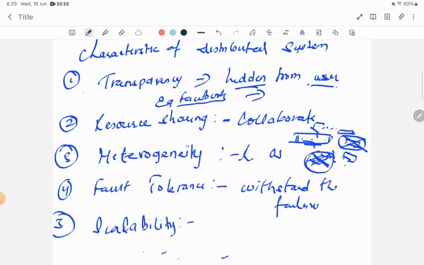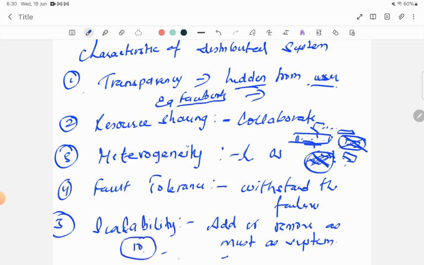The next property, very important, is scalability. Scalability means that you can add or remove as many systems as you want. Suppose your distributed system is made of 10 systems and now you want to add 5 more systems. This property is called scalability.